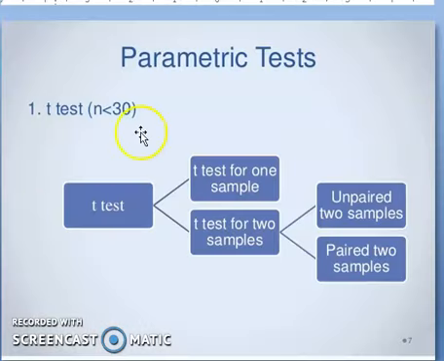Now the t-test. When n is less than 30, generally we use the t-test. The t-test is converted into the one sample, and the two sample, and again two sample is converted into the unpaired two samples and paired two samples. So this is about the t-test classification when n is less than 30.